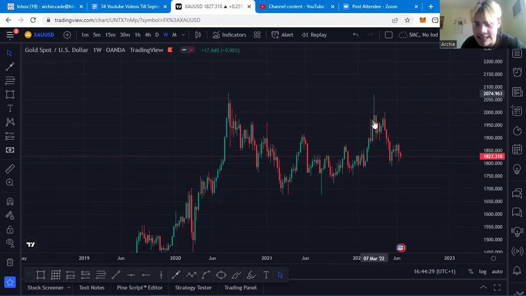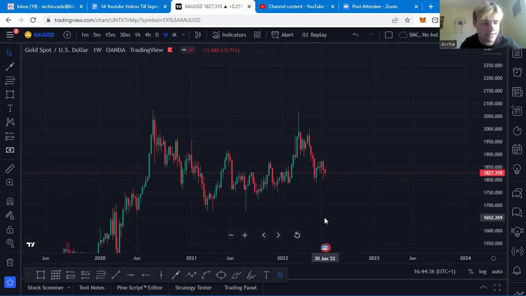And then here we can see the recent war between Russia and Ukraine causing another spike up in the market, as people were worried that World War III was going to begin because of Putin and Russia invading Ukraine and possibly pushing further into other NATO countries in Europe.